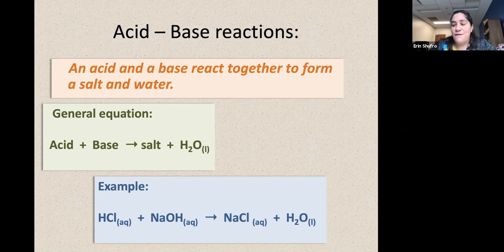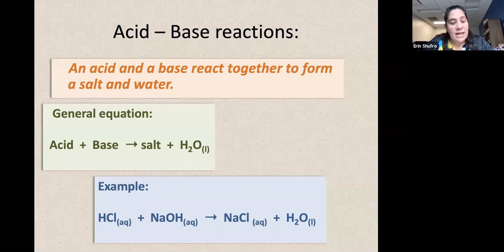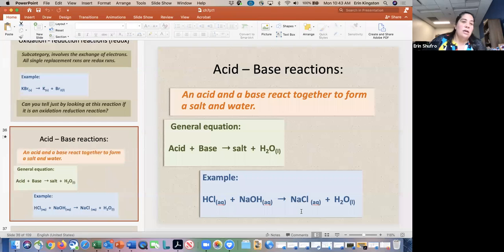Okay. And again, you can identify that by looking at your compounds. If you have a compound that starts with hydrogen, right, and it's paired with something that has hydroxide in it, and one of the products is water, you go, oh, okay, I know, I have an acid-base reaction. Okay. So this is where we're going to stop for today.